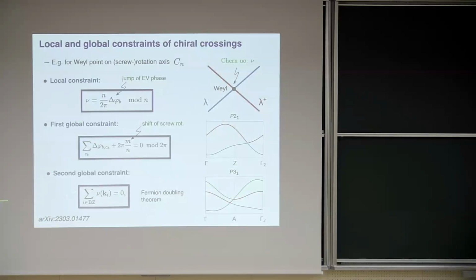Basically, this tells you that if you sum up the Chern numbers of all crossings in the Brillouin zone, you must get 0. This is because the Brillouin zone is a compact manifold, and these Weyl points can be viewed as sources or sinks of Berry flux. So whenever you have a source of Berry flux somewhere in the Brillouin zone, there must be somewhere else a region where you have a sink, such that this is consistent.